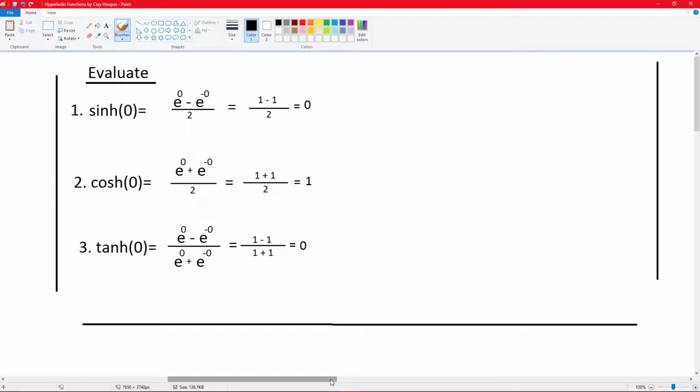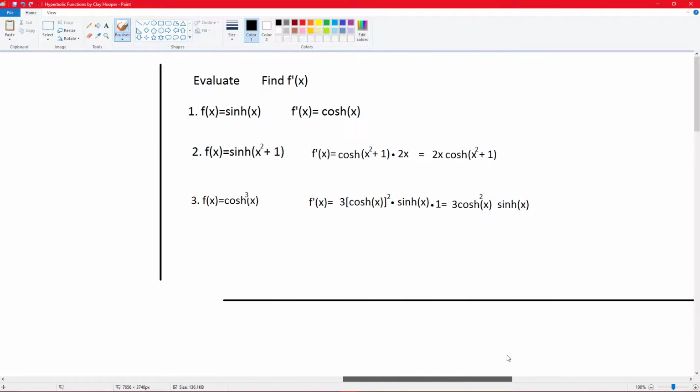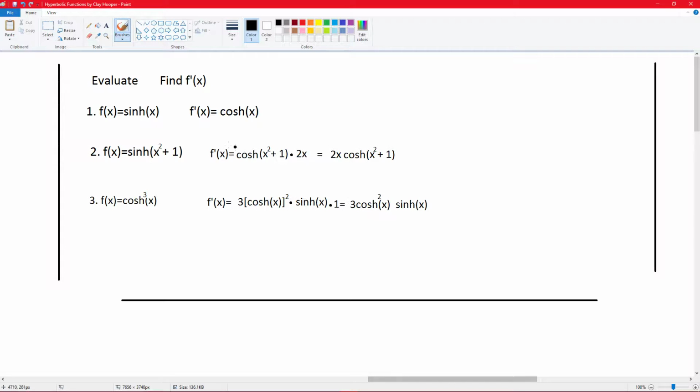Now let's make it a little bit harder and say you're asked to find the derivative, or f prime of x. First, let's look at sinh of x. It's very similar to sine and cosine, in that the derivative of sine is cosine, just like the derivative of sinh is cosh. So the derivative of sinh x is cosh x.